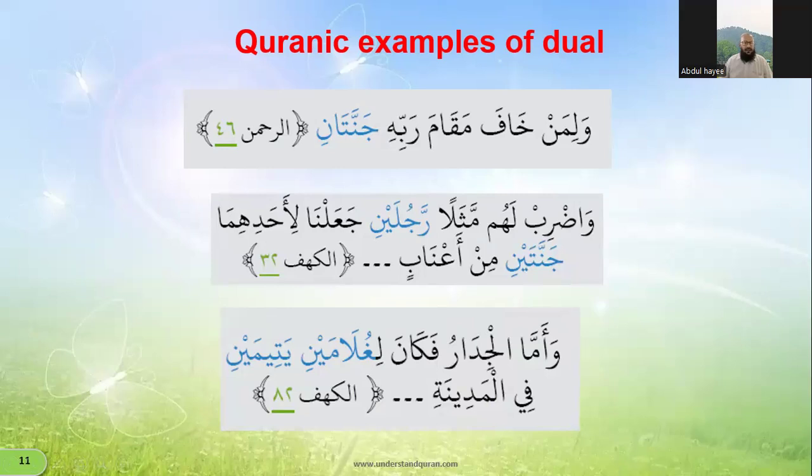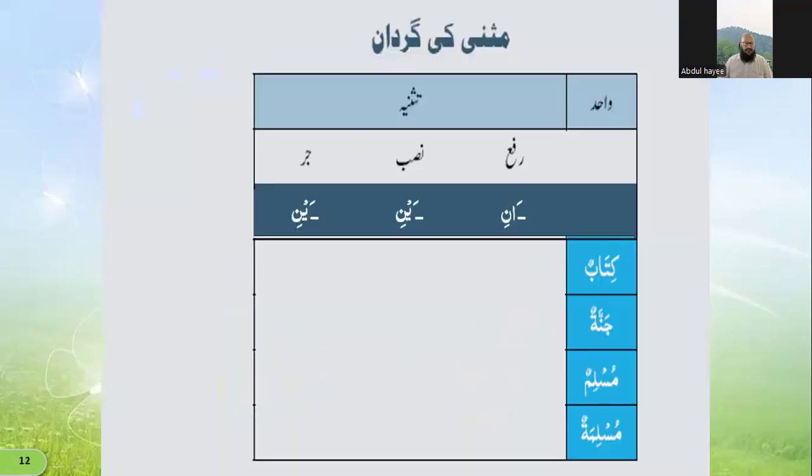We have a very beautiful and lovely hadith. We will show this. So how do we make the dual? Look, I have a word kitabun. I want to make its dual. I will remove the tanween, put a fatha and add alif noon with kasra. It will be kitabani. For the nasb, I will add ya noon, kitabaini. Jar, again the same, kitabain.